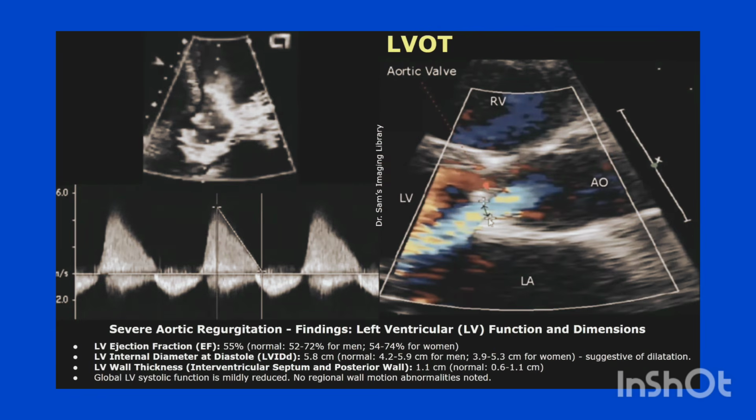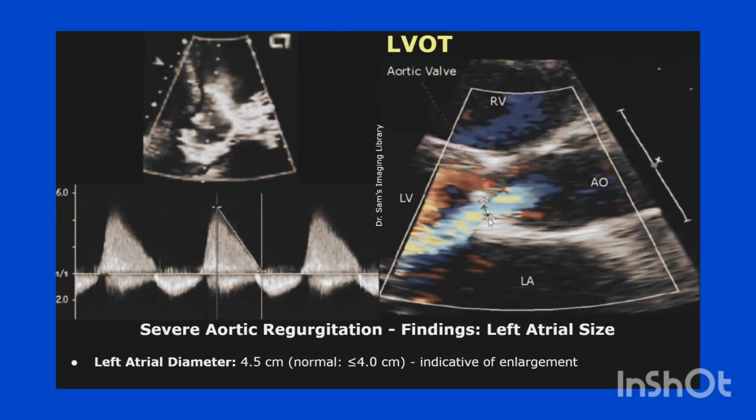These are the findings of left ventricular function and dimensions. Ejection fraction is 55%. LV internal diameter at diastole is 5.8 centimeters, suggestive of dilatation. LV wall thickness is 1.1 centimeters. Global LV systolic function is mildly reduced. No regional wall motion abnormalities noted. The left atrial diameter is 4.5 centimeters, which is indicative of enlargement.